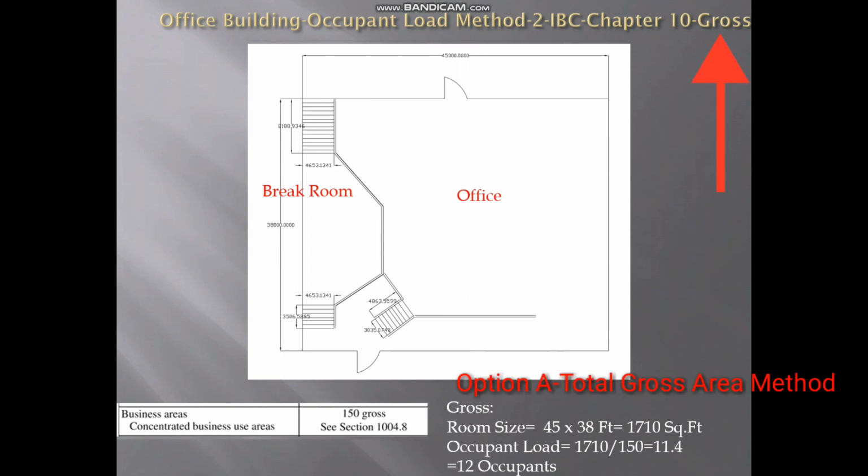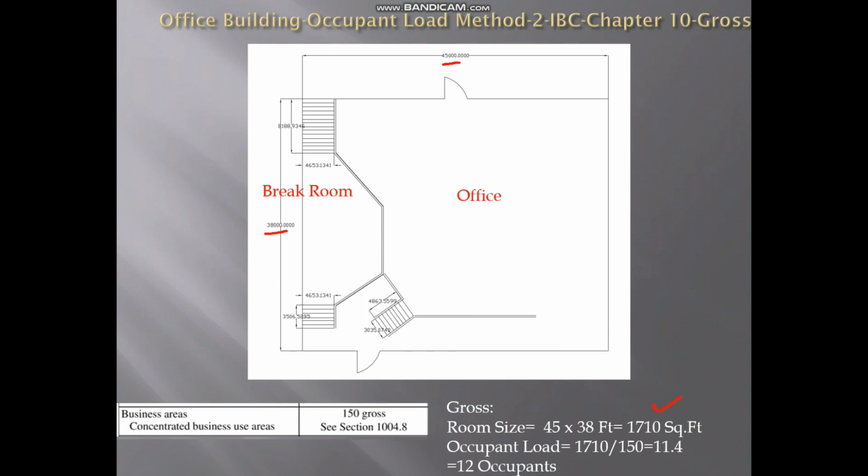First, here we can see the office building. It has the break room and the office. The break room is mainly for eating purposes for the office employees. The total gross area of this building is 45 into 38 square feet, so it is 1710 square feet, and the occupant load we are going to find out from IBC chapter number 10.